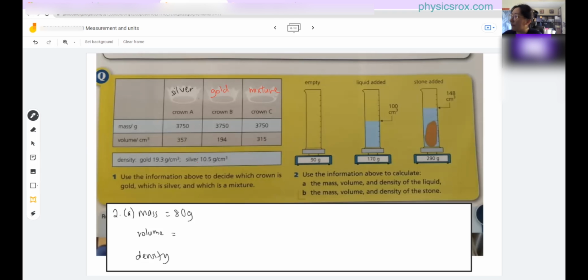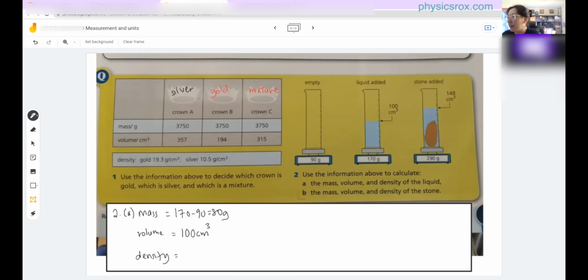Volume left. Maybe I write in full so that you can see why. 170 minus 90. You get 100 cm cube for volume. Yes. You can see why, right? Did you also get the same number? Did you manage to get the 100 cm cube as well? Because it's here, right?